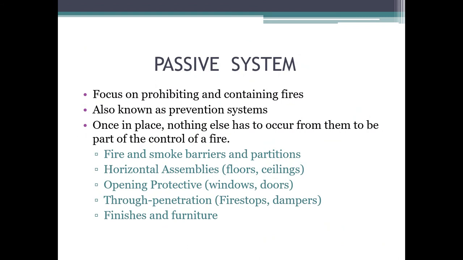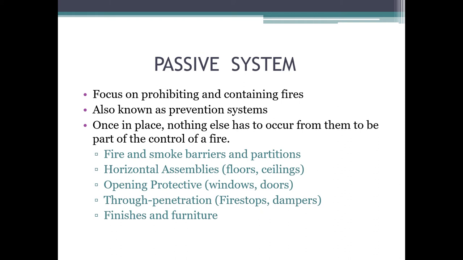So what is basically a passive system, as we discussed in the starting? A passive system focuses on prohibiting and containing fires, also known as prevention systems. Once in place, nothing else has to occur for them to be a part of fire controls. Basically, a passive system is a system which we take care of during the planning stage and during the implementation of the building on the site.